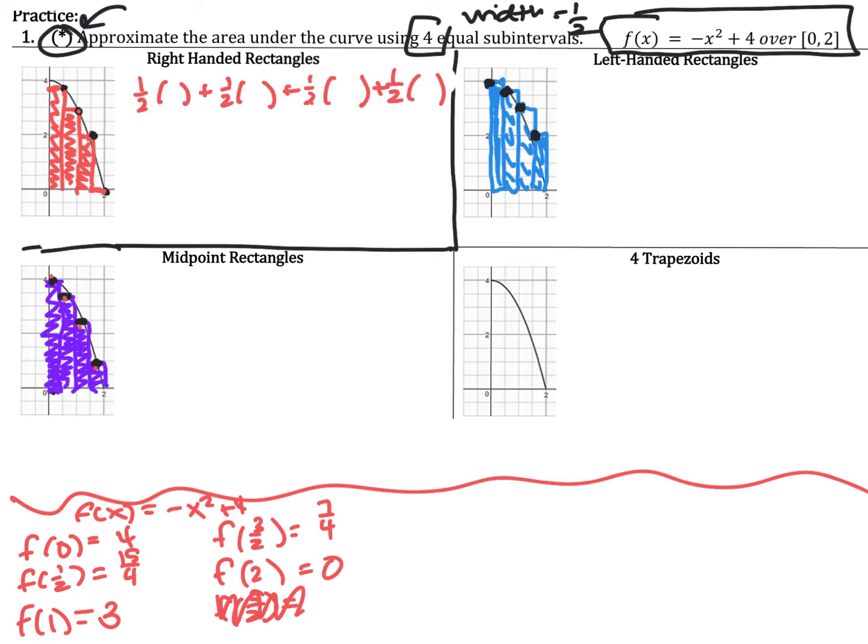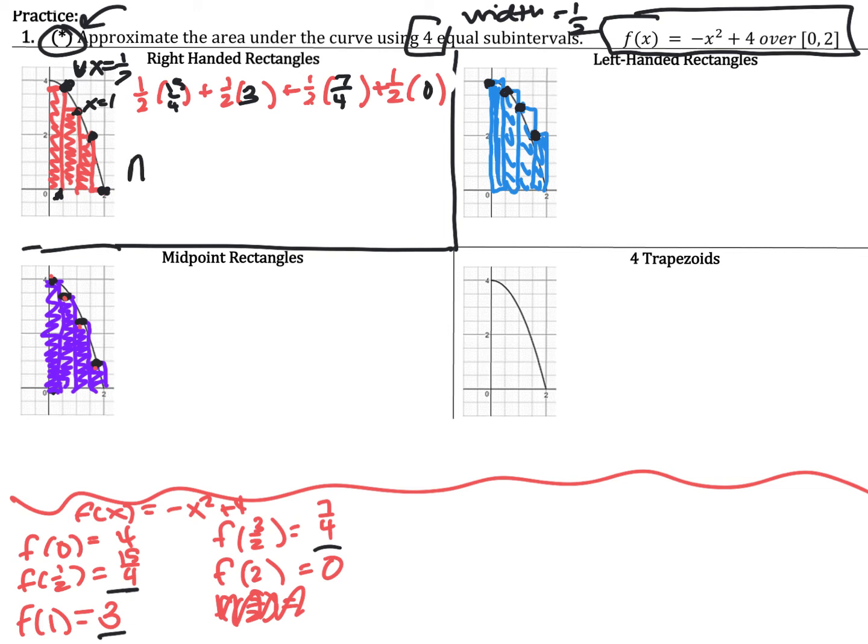So now, what goes in the height spot? Well, let's take a look. This height right here, this is what we get when x is 1/2, right? That's what this x value is here. And if we go down here, when x is 1/2, our height is 15/4. If we look at this one, this is our height when x is equal to 1. And we know from down here, if x is 1, then the function is at 3. Similarly here, this is when x is 1 1/2 or 3/2, and we found out down here that's going to be 7/4. And the last one, we can tell from the graph, actually, what we get when we plug in 2, which is 0.